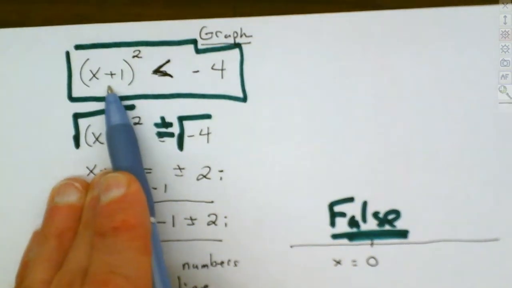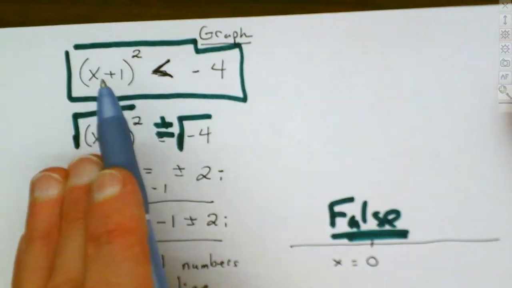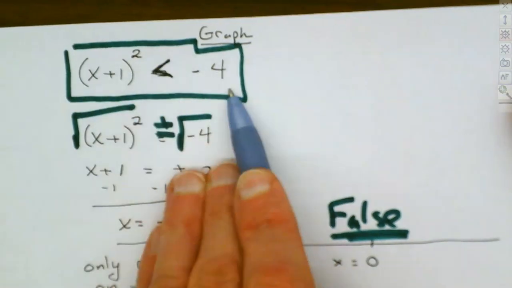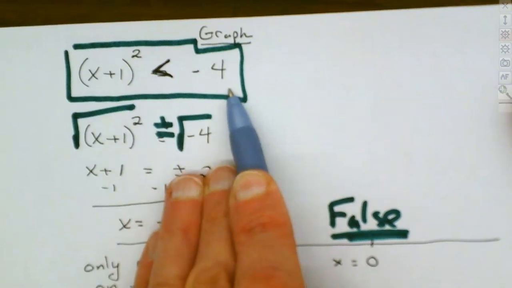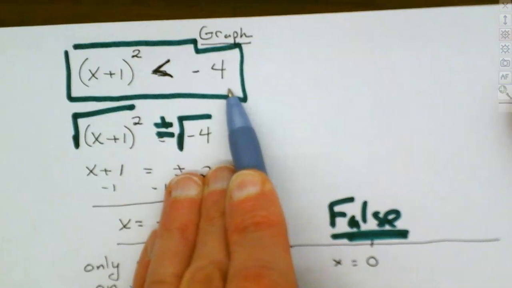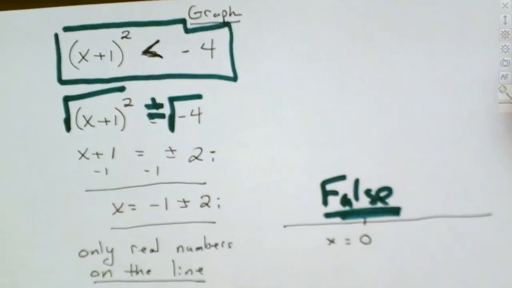This side is always going to be positive or 0, because when you square a negative, it becomes positive. Smallest it could ever be is 0. So if this is positive, are positive numbers going to be less than a negative 4? Is that true or false? Are positive numbers smaller than negative 4? That would be false, and that's why it never works.